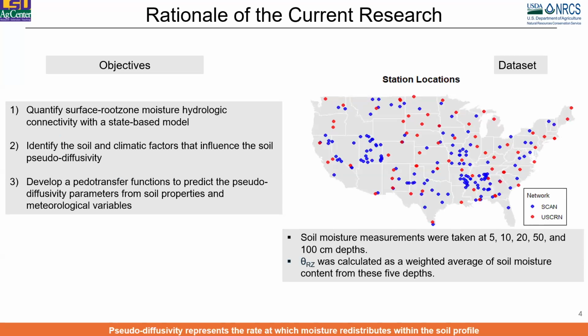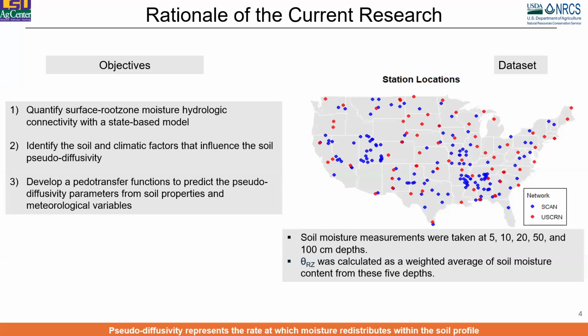propose a model that is able to quantify this surface root zone moisture connectivity. The model comes with 3 parameters, so we try to identify which soil or climate variables influence these 3 parameters. And because there are some areas where we are not able to get root zone data to calibrate the model, we propose to develop hydrotrophic functions that you can easily use to predict these parameters that the model needs.